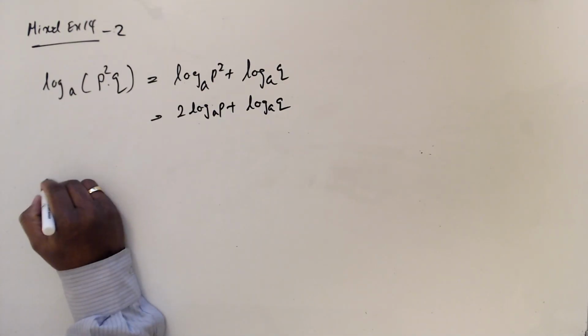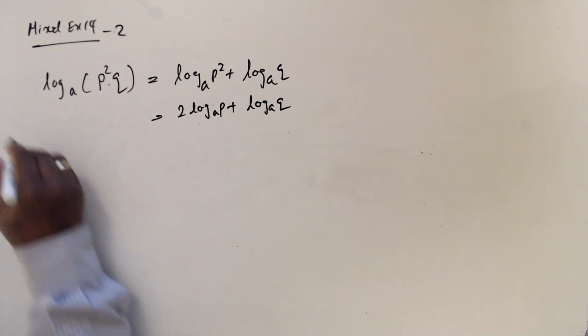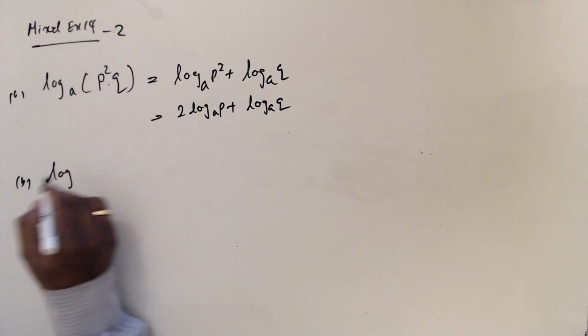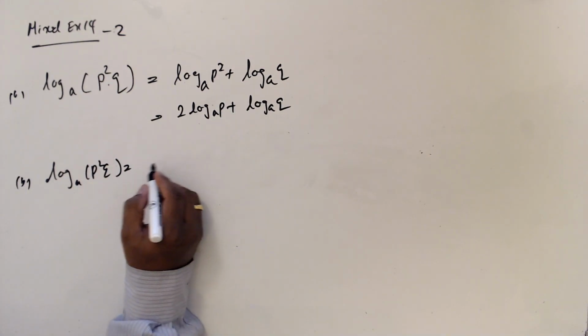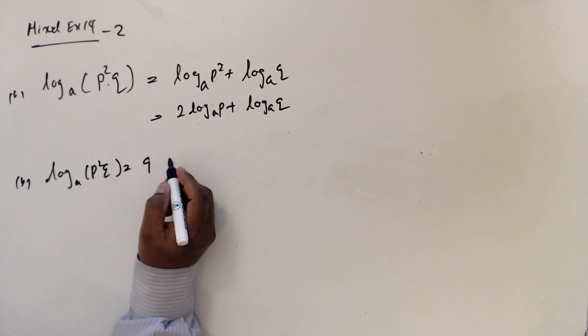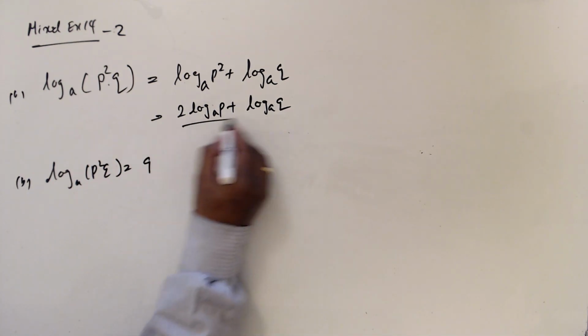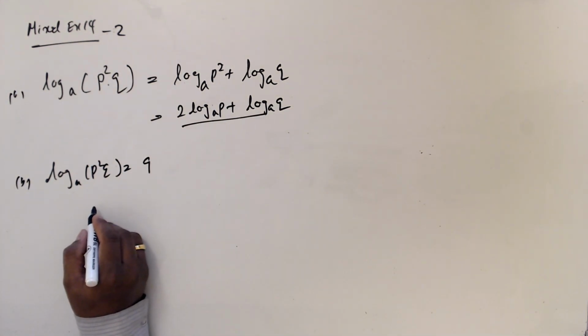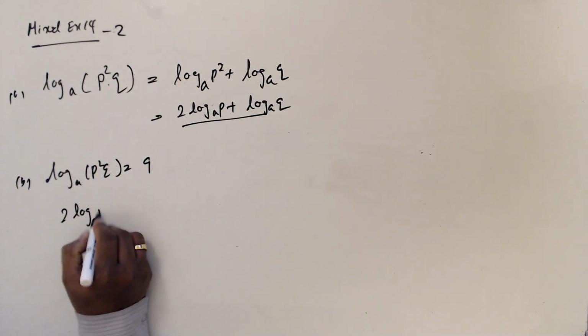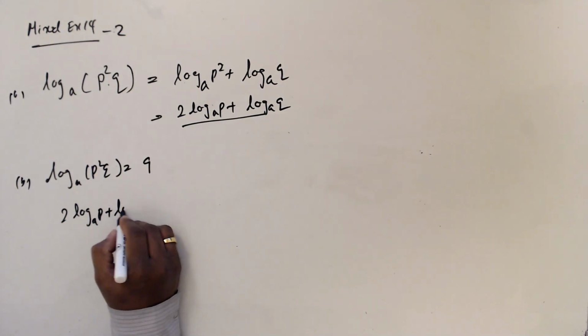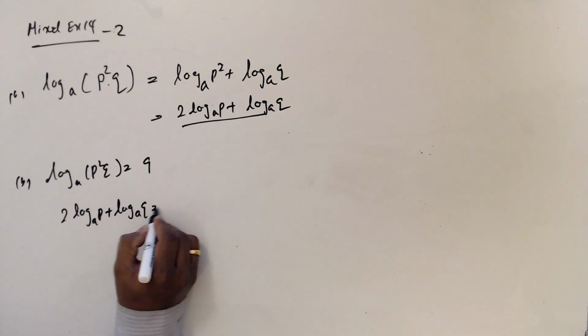Then we have part B, log A of P squared Q equal 9. It means, what is this one? Log A of P squared Q is 2 log A P plus log A Q equal 9.